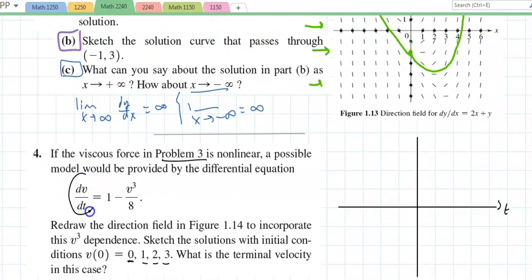And we're trying to graph v of t. The key element that we didn't talk about in 1150 is actually setting that equal to 0. That would mean that 1 equals v cubed over 8, meaning if you cross multiply, v would be the cube root of 8, which is 2.